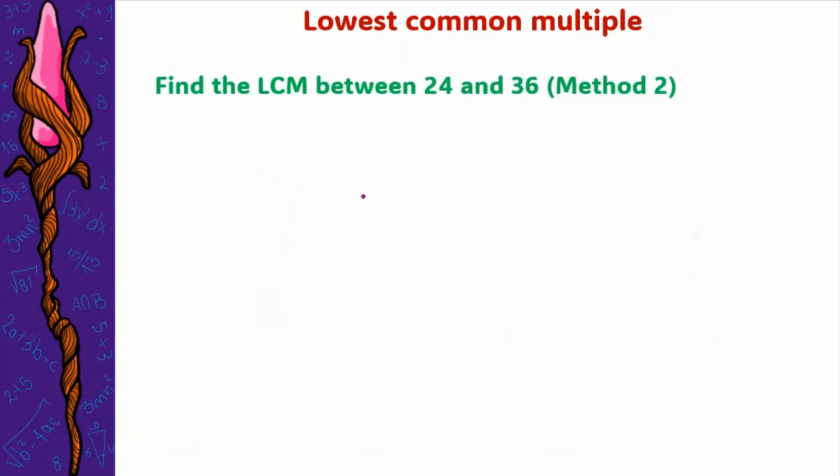Okay, let's check how to do the same example with the second method. For the second method, we can start with the numbers written side to side, and we draw a vertical line on the right side. Now we are going to do divisions by the prime numbers starting from the smallest one. If it's possible to do the division to one of the numbers, then we do it.